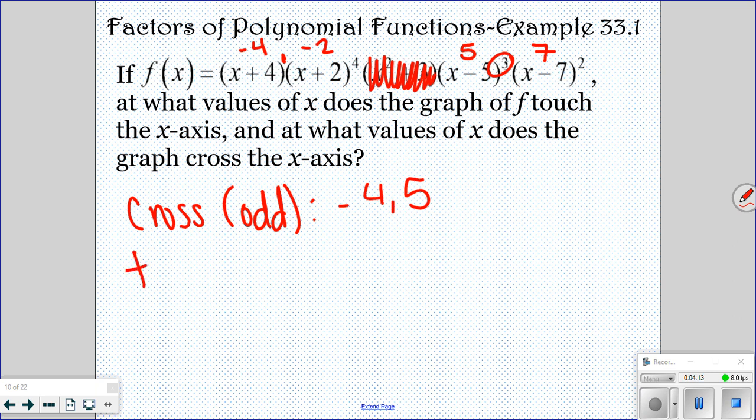And where is it going to touch? That's where it's going to have an even exponent. Okay, so where is it going to touch it? Where it's an even, which is -2 and 7. Okay, so y'all see how that works?